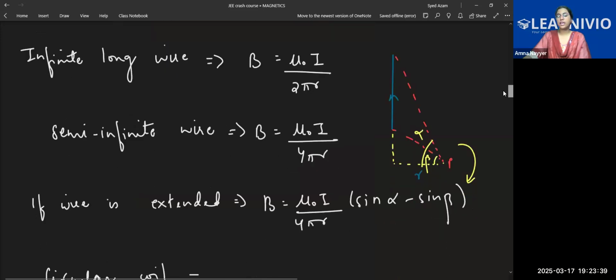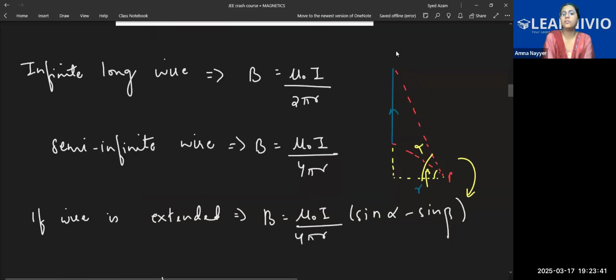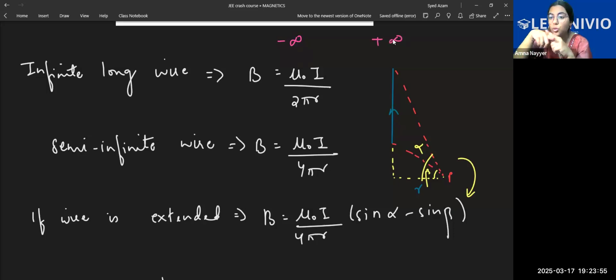Now, these are also very important. Infinite long wire. Infinite long wire means the ends are extending up to infinity. So when we say infinitely long wire, sometimes you will see the symbol minus infinity to plus infinity is also made. That shows it is very long, right? So what's the formula? Mu naught I by 2 pi r.